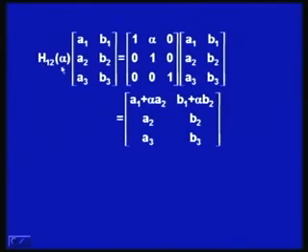Similarly, H12 alpha multiplied by this means we will have the first row plus the second row multiplied by alpha. So, H12 alpha is this matrix multiplied by this matrix, and if you perform this multiplication, we will have this matrix.